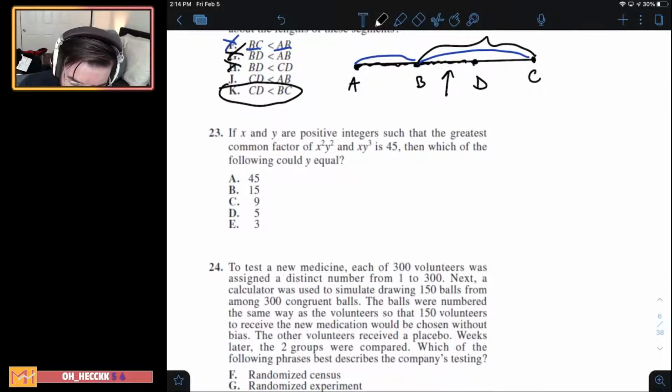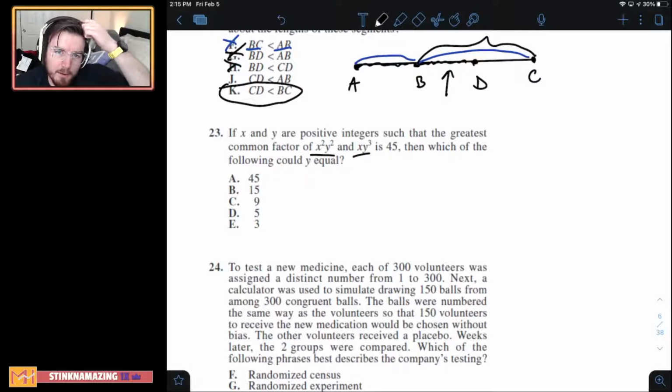If x and y are positive integers such that the greatest common factor of x squared y squared and x y cubed is 45, then which of the following could y equal? Okay, so let's read that again. So we know what GCF is, right? The greatest common factor of these two is 45. Then which of the following could y equal?